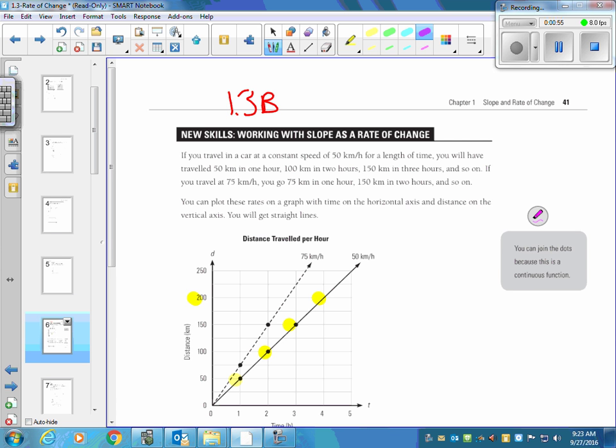Now, we could do the same if you're traveling 75 kilometers per hour. It's just going to be a little steeper of a line because at 1 hour you did 75 kilometers, after 2 you did 150, after 3 you did 225, and so you get a little steeper graph. When you plot it on a graph, time is always the horizontal, distance is the vertical. Okay?